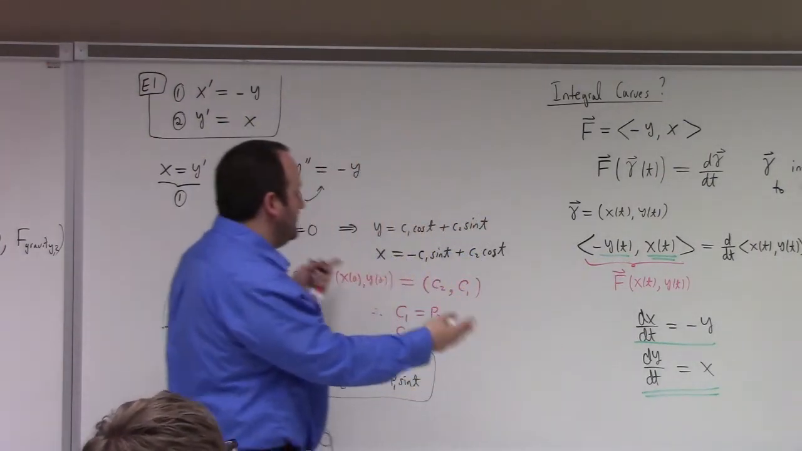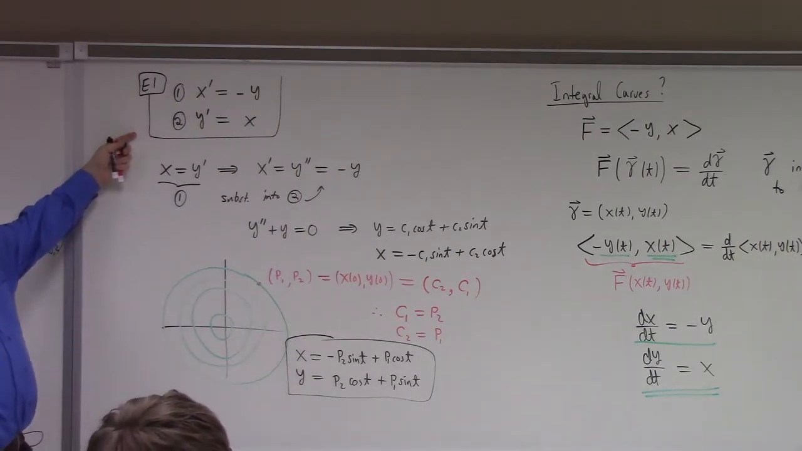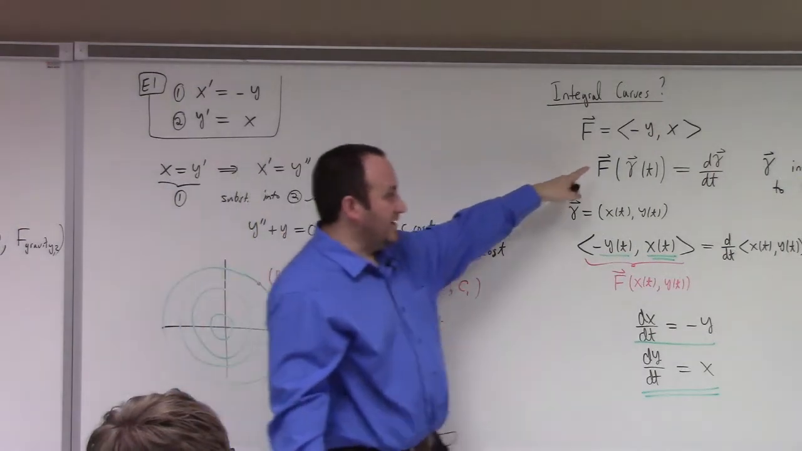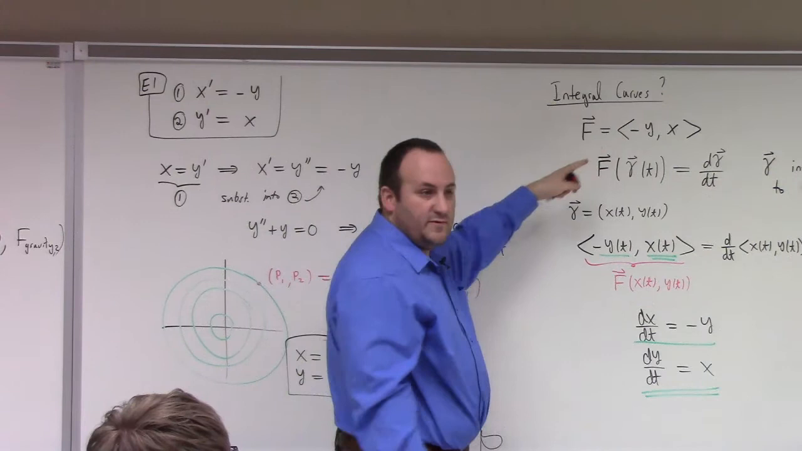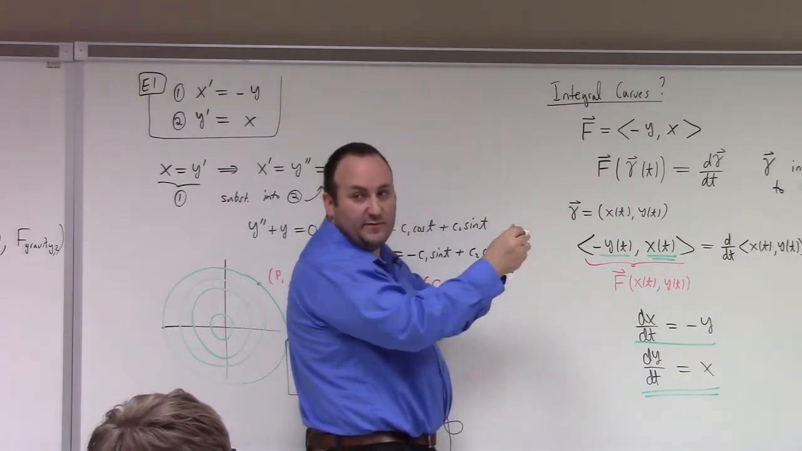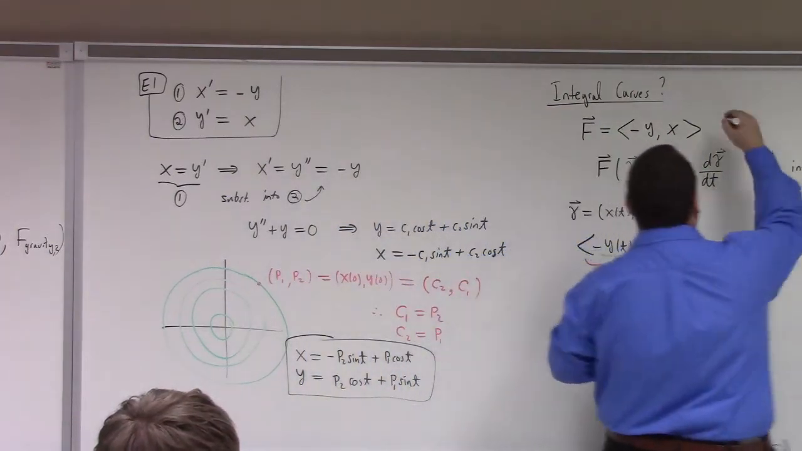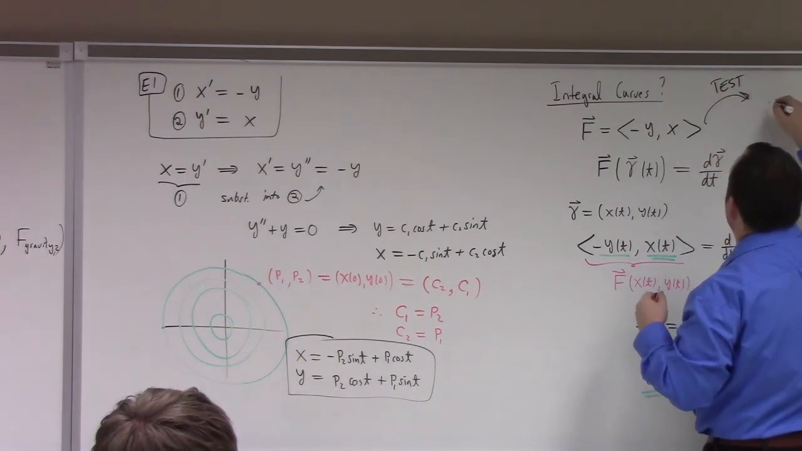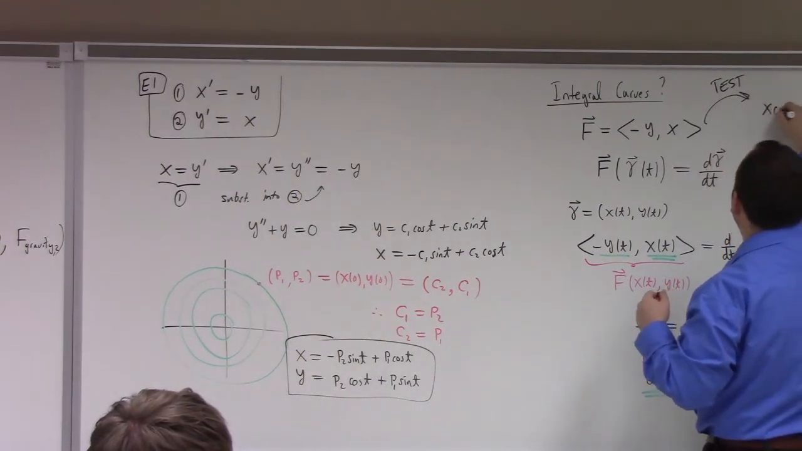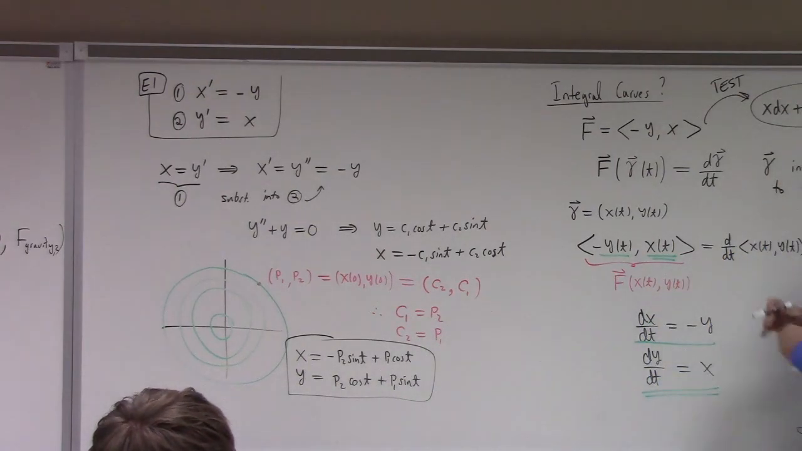Anyway, by solving this system of differential equations, we actually just found the integral curve to this vector field. What's the difference between this and your test problem? We didn't know this on the test. What did we know on the test? How would we have found the integral curves? We would have solved x dx plus y dy. We would have solved this Pfaffian form differential equation.